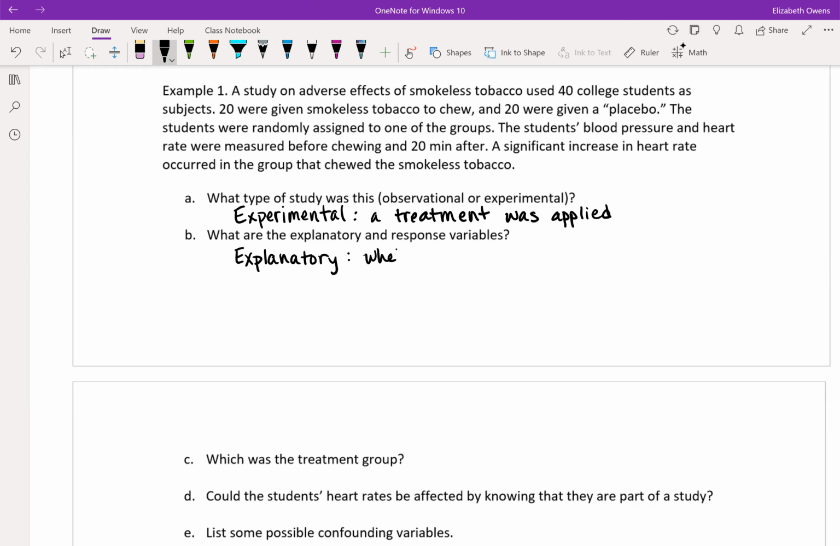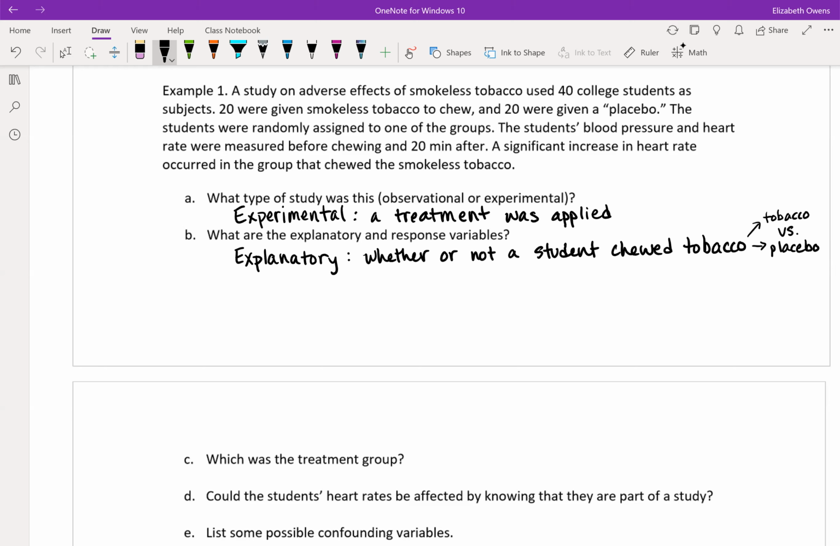Okay, so whether or not a student chewed tobacco. Okay, because we had those two different kinds of treatments there, tobacco versus the placebo group.